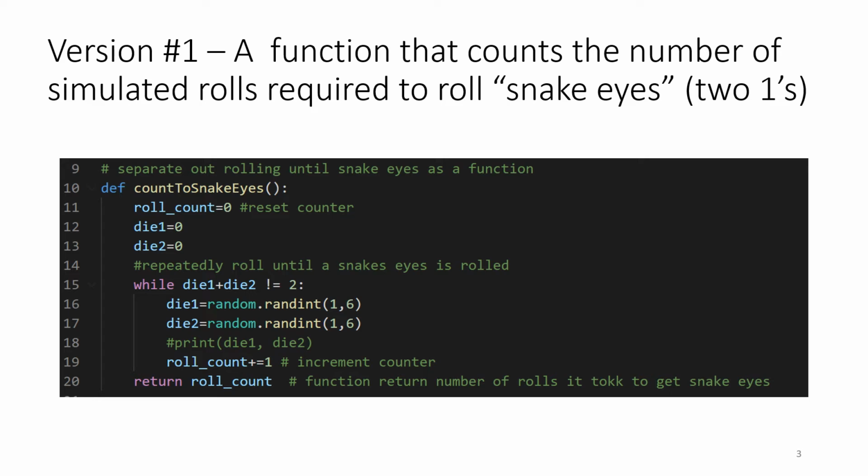And then 20 is a new line belonging to the function, and that is that when we have finished the while loop, notice the outdenting compared to the while loop, so we are returning the roll count. So we are sending back, somebody calls this function, and then we send back to that caller this number of times we had to roll in order to achieve snake eyes.